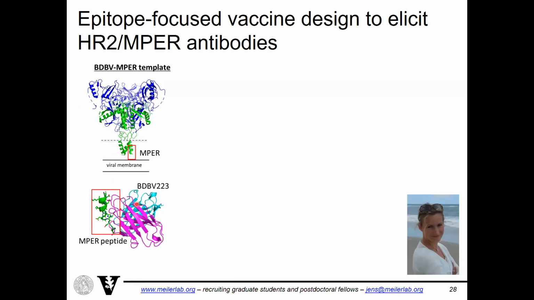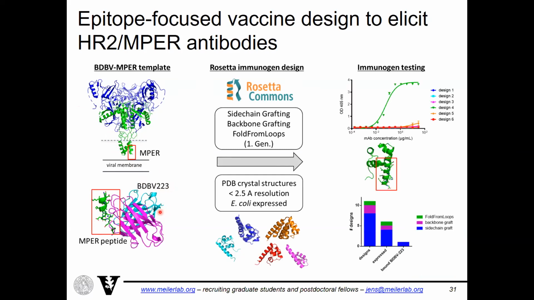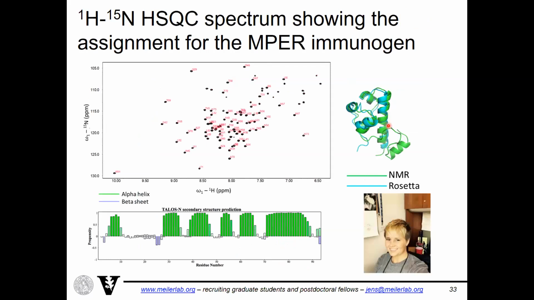Jim Crow found a particularly exciting antibody, BDBV223, that binds to the membrane proximal region. And we cut this antibody out and used Rosetta to engineer a small protein that mimics this particular membrane proximal region, this particular helix, in order to elicit these type of antibodies. And our little immunogens here bind also to these antibodies now very tightly. We determined the three-dimensional structure to confirm that they adopt the right conformation and expose the epitope.